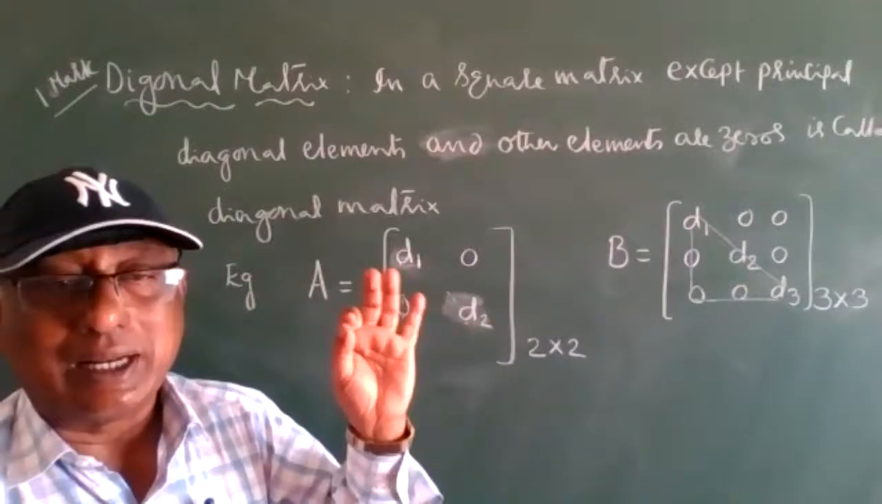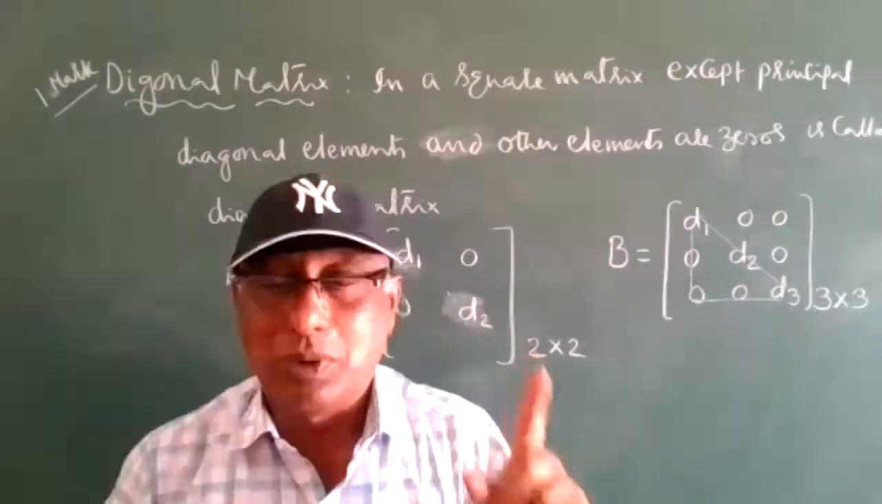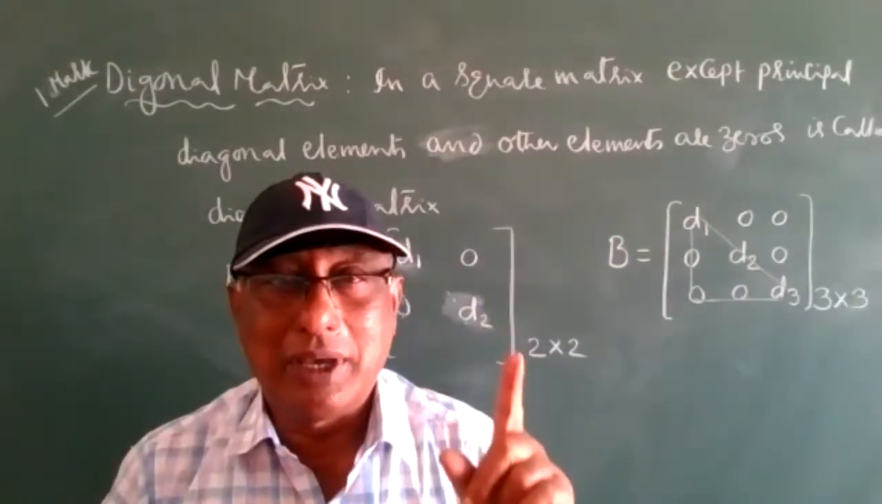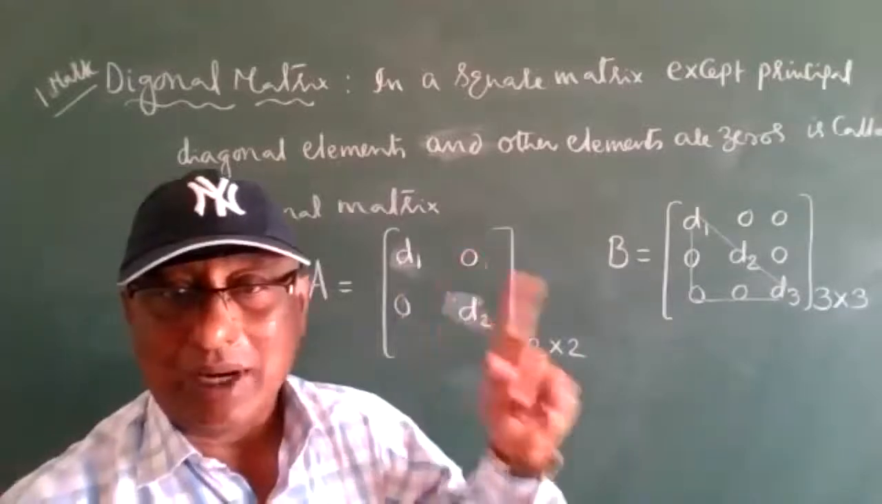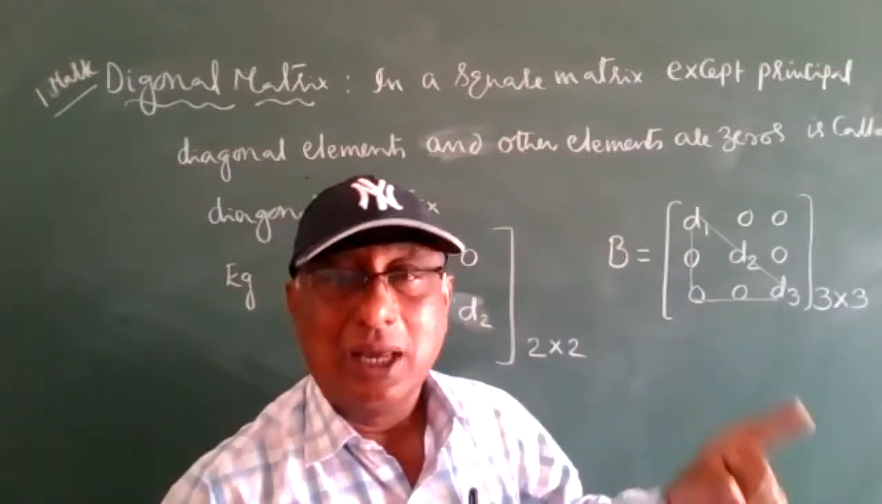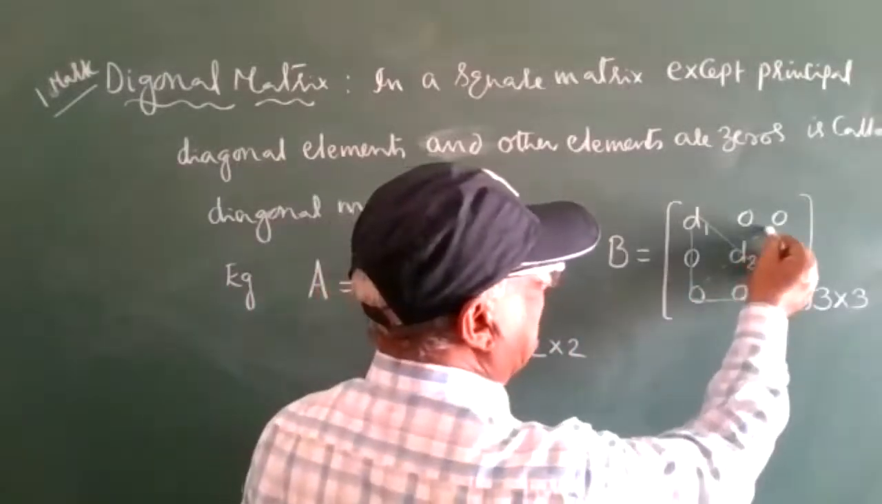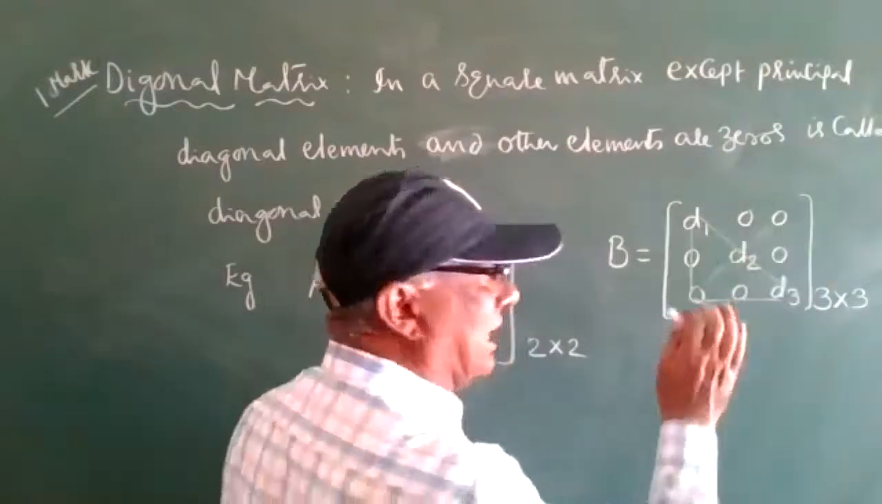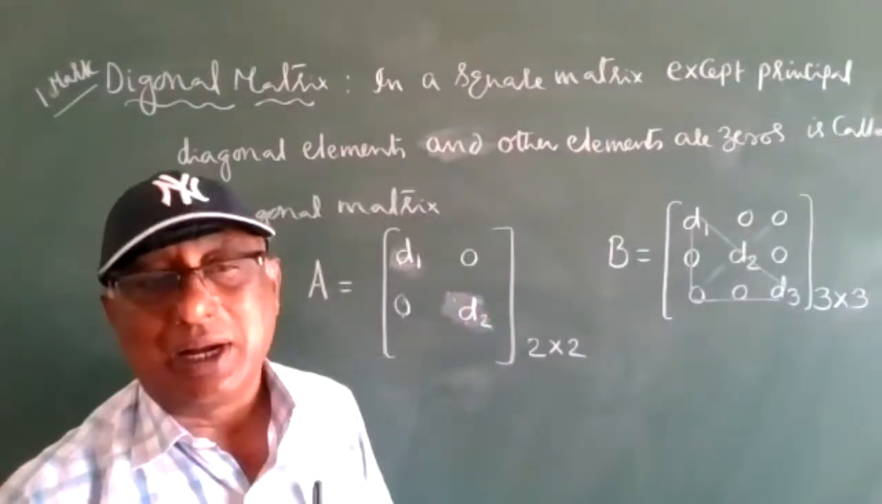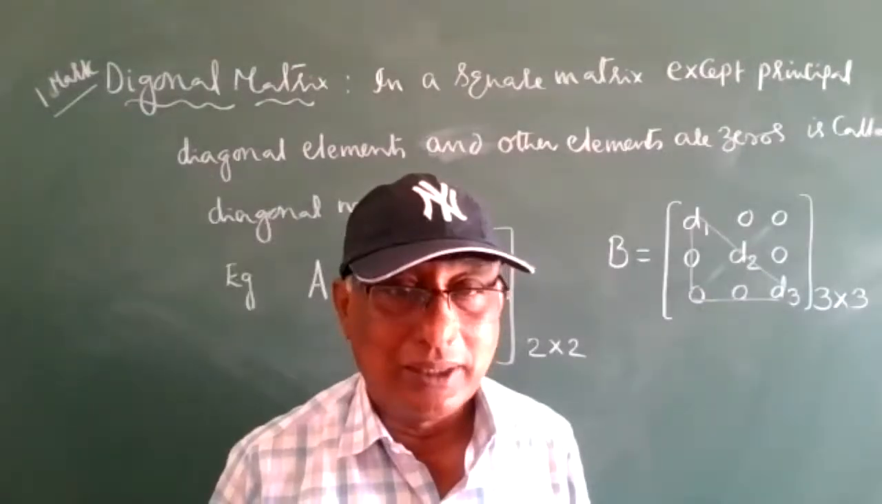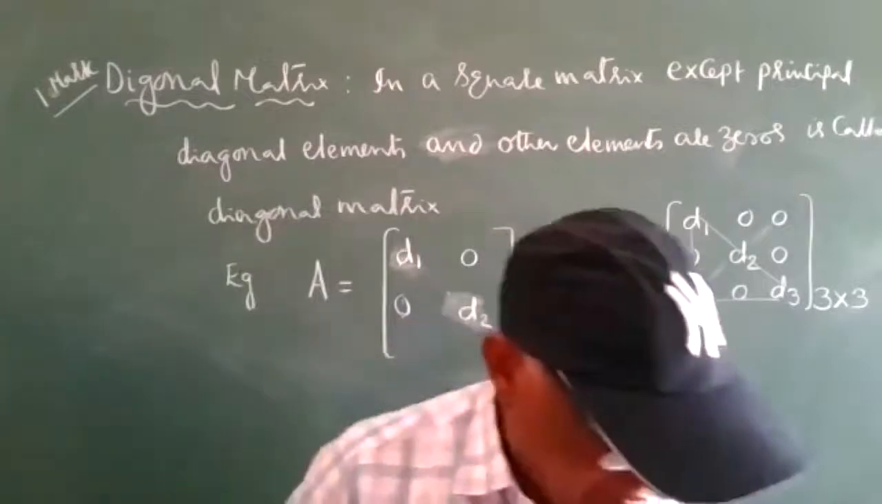Everyone should remember what the principal diagonal means: the first element diagonal is called the principal diagonal. Sir, this is also a diagonal? Yes, but that is the other diagonal, and we can't take the other diagonal. We take only the first element diagonal, the principal diagonal. That's enough.